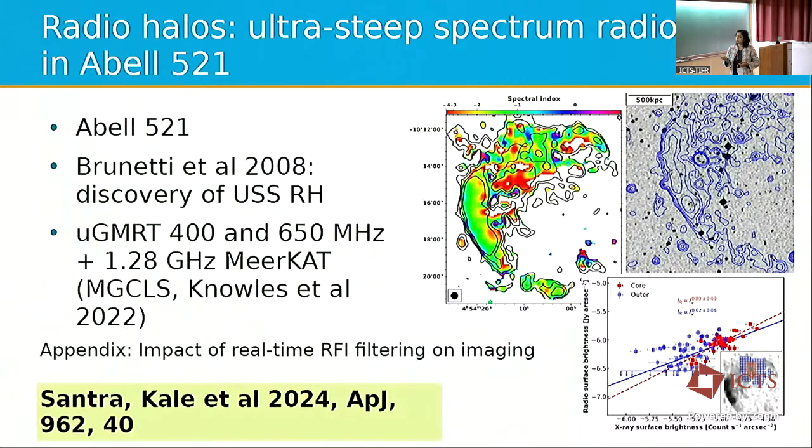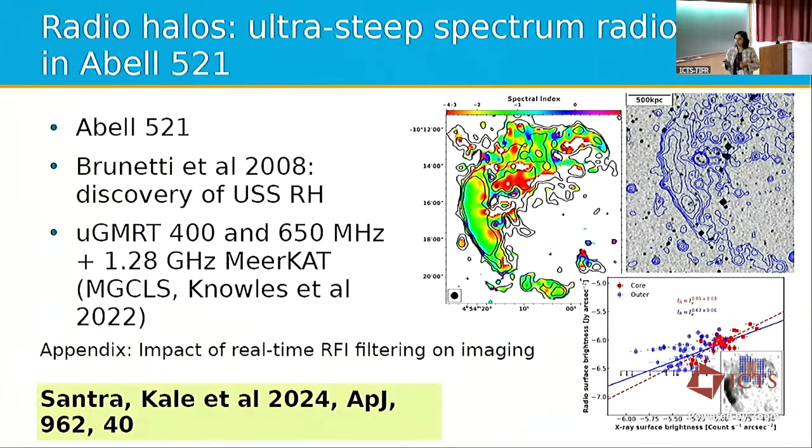And we also could do scaling relations between the radio surface brightness and the X-ray surface brightness. These scaling relations basically can allow you to distinguish between the models for reacceleration, in various different conditions.